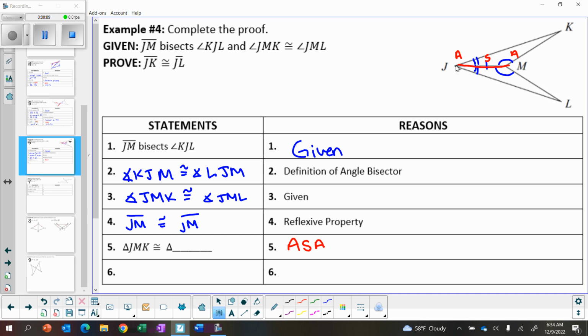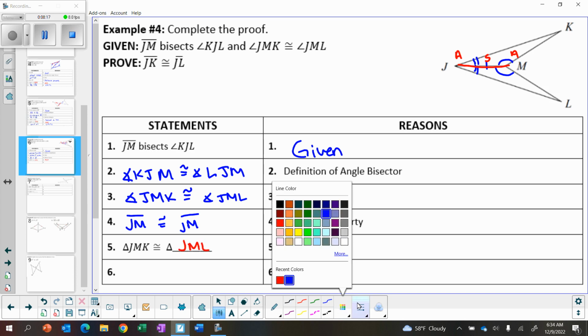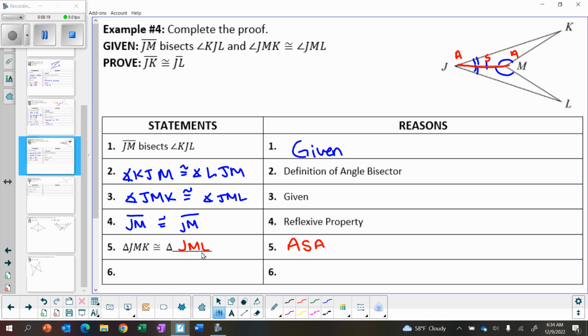And if I'm saying triangle JMK, I'm going to say triangle JML. And once again, once we've identified our triangles as congruent, we could take any pieces. So JK to JL. And that's CPCTC, or corresponding parts of congruent triangles are congruent.